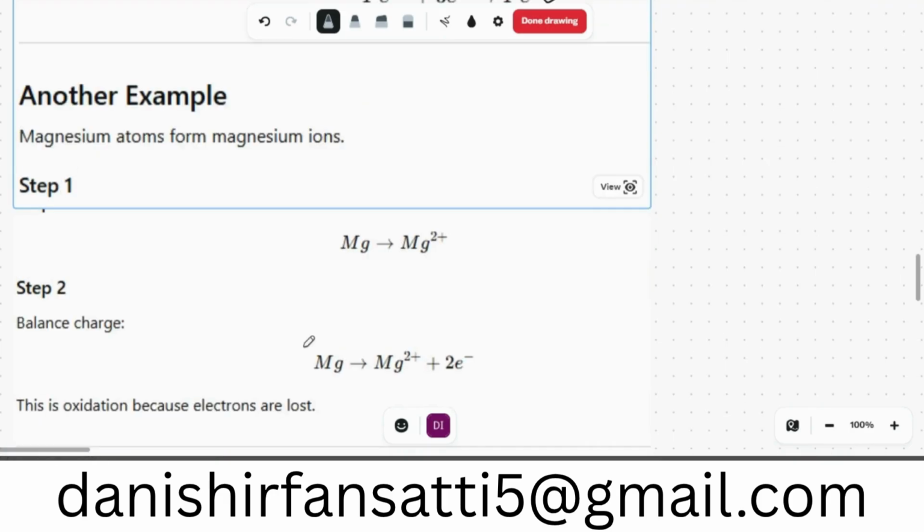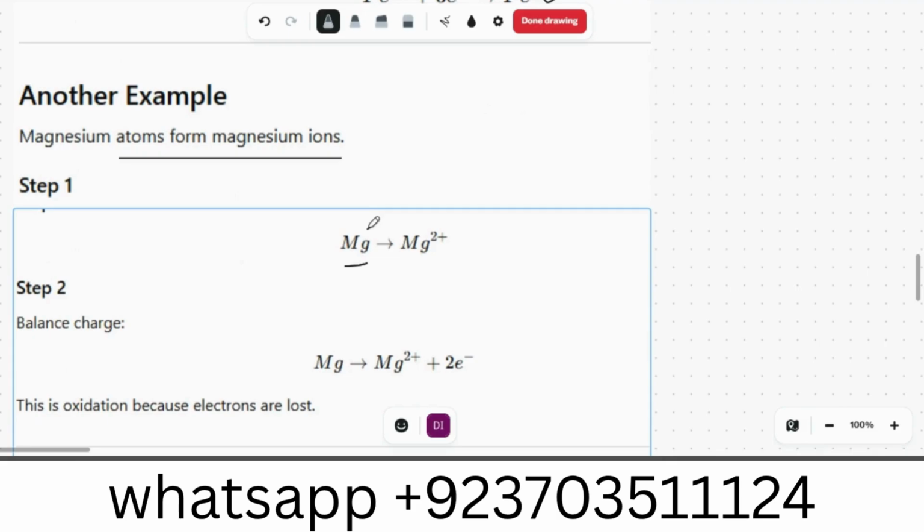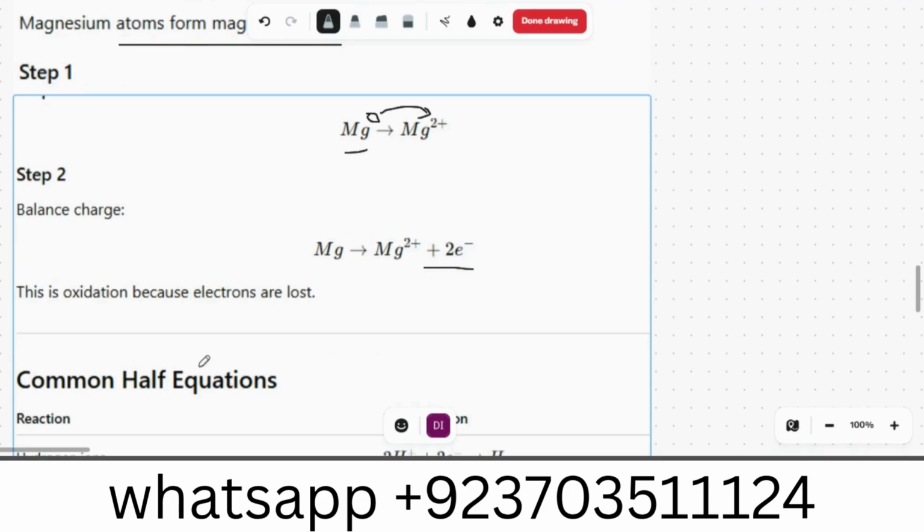Another example is magnesium atoms from magnesium ions. Magnesium has a zero charge, and it moves from 0 to plus 2, so it means it loses 2 electrons, so we have to put 2 electrons over here.